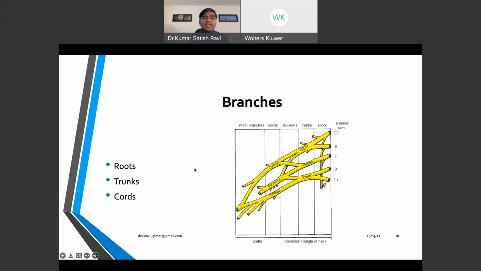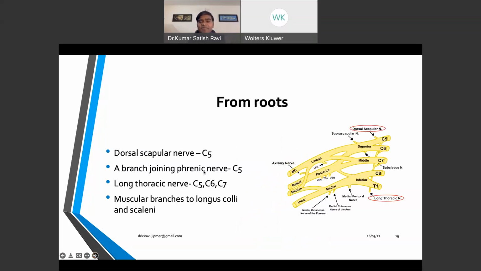Then we will see the branches from the brachial plexus. Now, when we see the brachial plexus, it is formed from the ventral rami, or we say the roots, designated spinal nerves. So we will have branches from the roots, we will have branches from the trunks, and then we will have branches from the cords of the brachial plexus. Now, when we see the branches from the roots, we will have different branches.